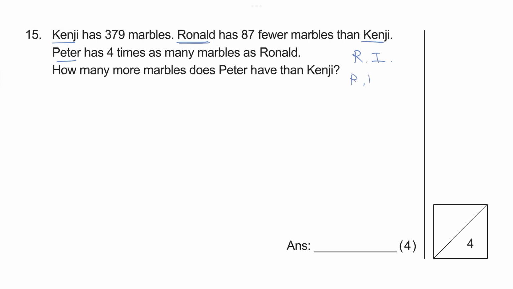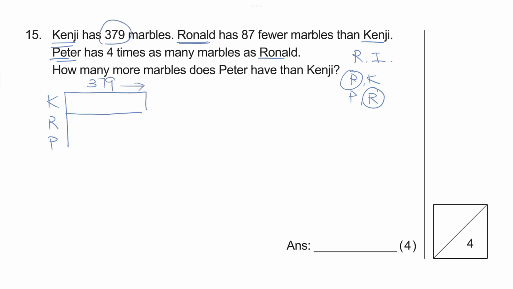Okay, let's find out who is the favorite identity. Ronald is compared to Kenji, Peter is compared to Ronald. You can see Ronald is used to compare with the others multiple times in this question, hence, we know Ronald is the favorite identity. We will therefore put Ronald in the middle of our model so that Kenji and Peter can easily compare to Ronald.